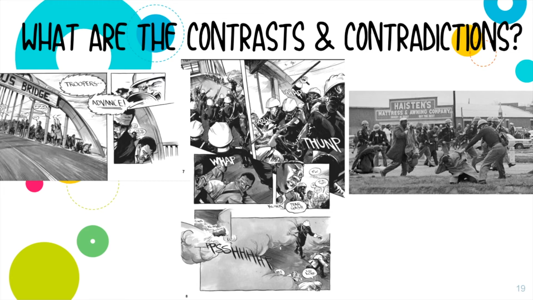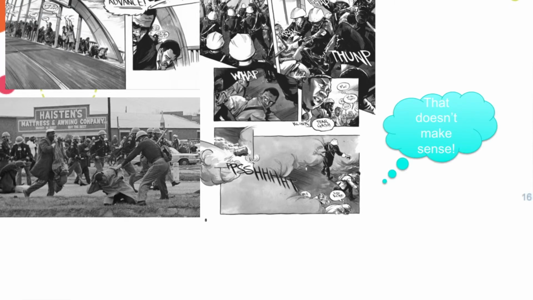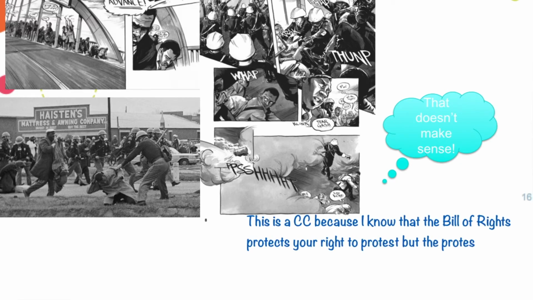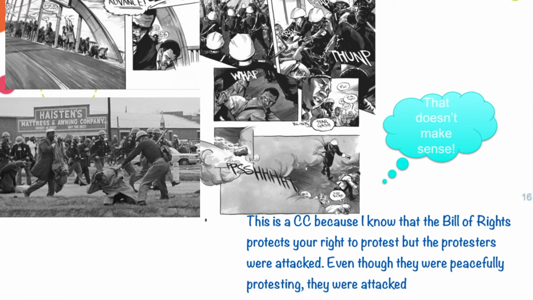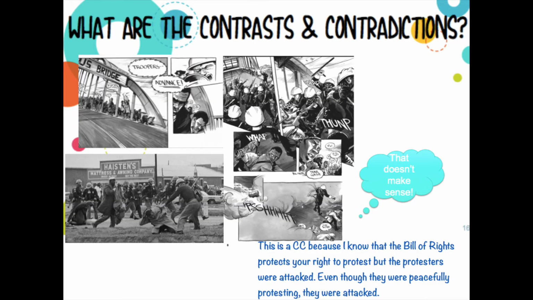Well, here are some familiar scenes from the book March in the first 10 pages. And we see the marchers marching, then we see them get attacked. This is a contrast and contradiction because we remember from the Bill of Rights, the First Amendment protects your right to protest. So if you are protesting, and especially if you're peacefully protesting, you should not be attacked. However, the protesters were attacked. So this is a contrast and contradiction.